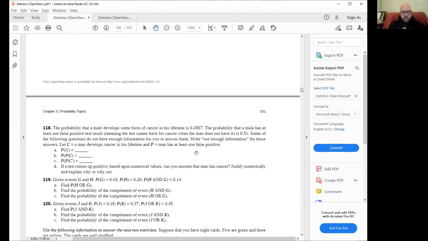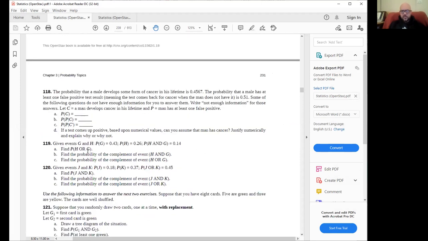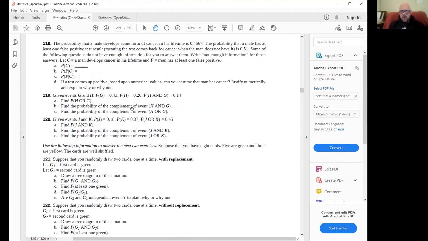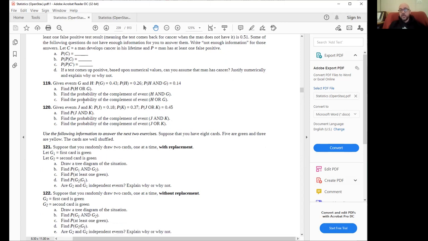All right, 119. Given the events G and H, P of G is 43%, P of H is 26%, P of H and G is 14%. Find the probability of the complement of the event H or G. So this is a really good problem. It doesn't say it here, but you absolutely should draw a Venn diagram. That's going to make this so much easier. We're just going to be able to look at it to answer the question. So G is 43, H 26, H and G is 14.